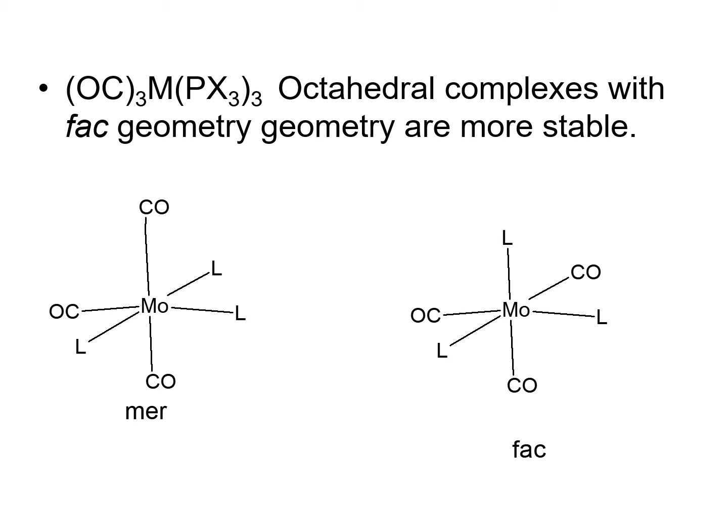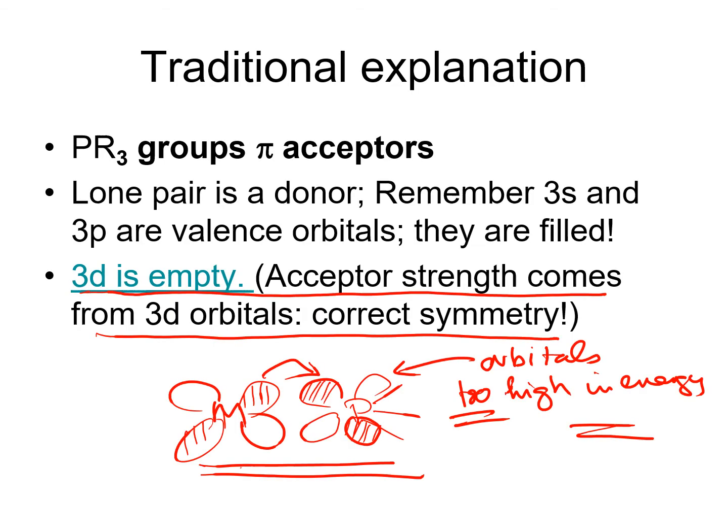A similar observation is made with respect to ligands which are there in MPX3 thrice, CO3 thrice. These are octahedral complexes which can be found in the FAC geometry and in the trans geometry, in the MER fashion. And you find that the FAC is in fact a more stable complex compared to the MER complex.